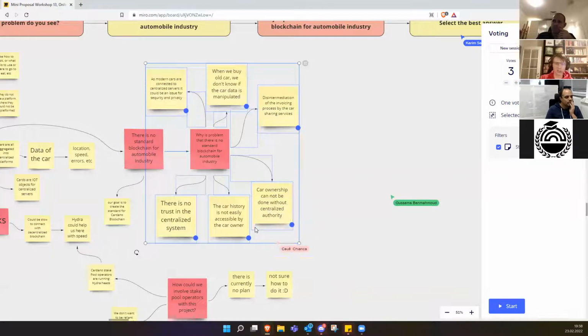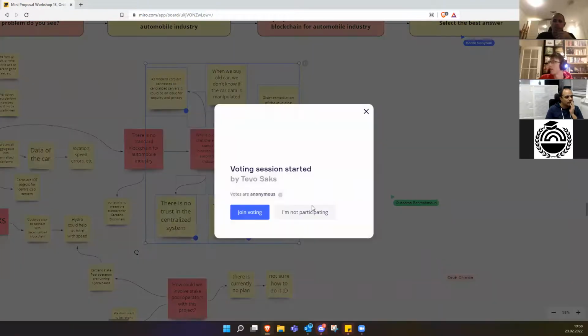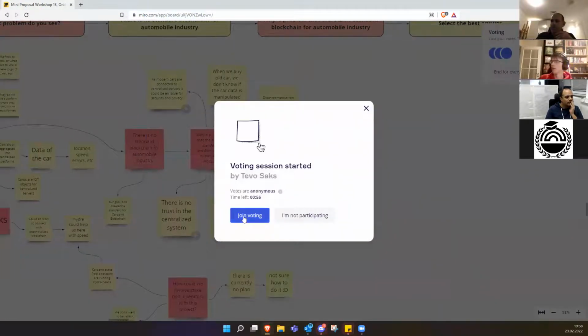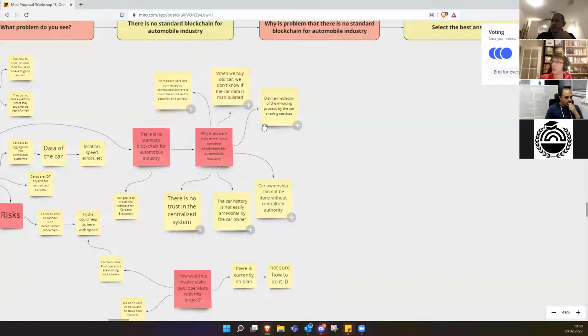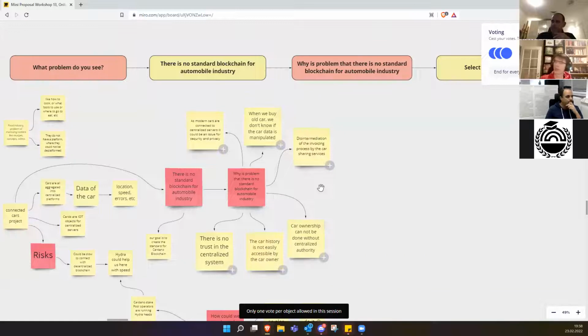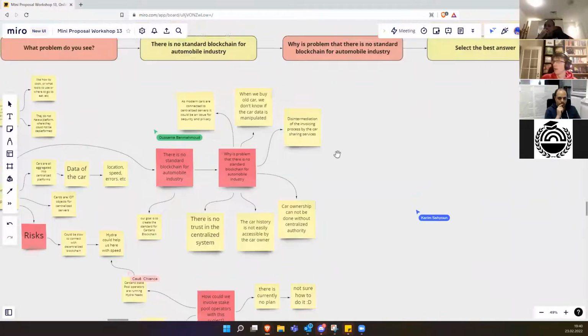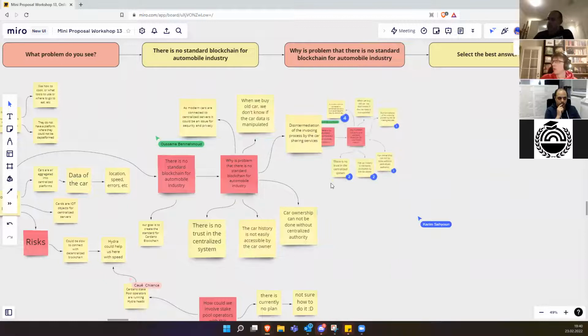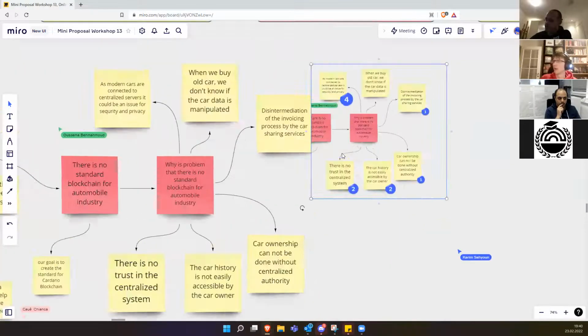When we tally up, we might see collectively what we think is the best one. So when I start the voting, we should have 1 minute to click on any of these plus symbols on the sticky notes. You select three, right, Tevo? You can vote 1 point for each, but you select 3 of them. Okay.